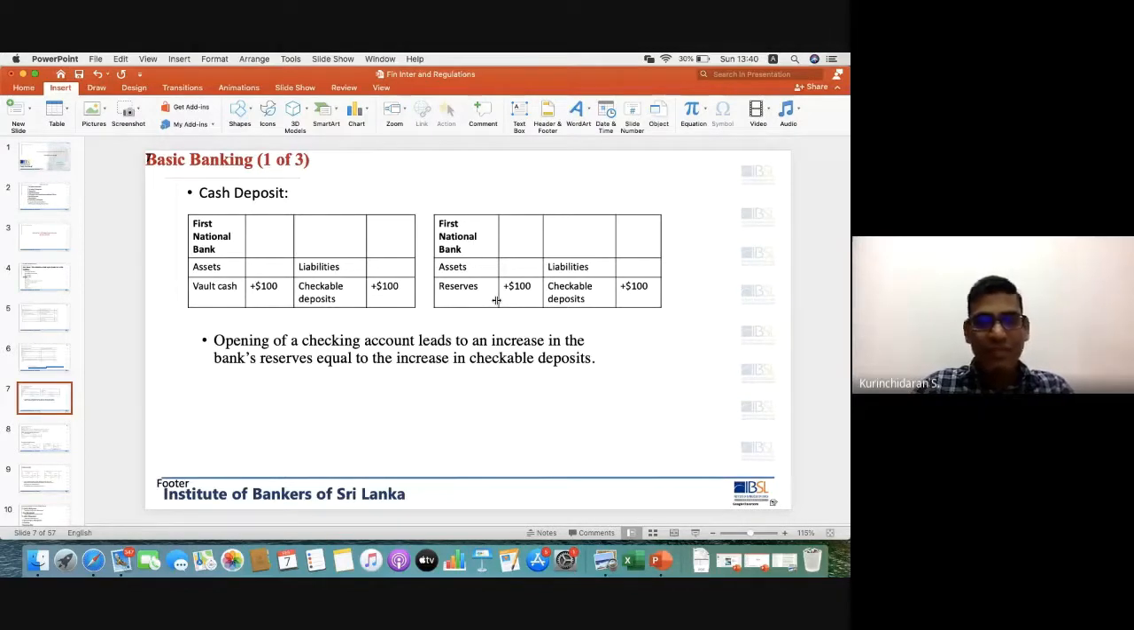So every time you think about a transaction, keep in mind you can use T accounts. They simply represent a balance sheet, and you can think, okay, what will be the changes in the bank balance sheet? I have clearly stated there, opening of a checking account leads to an increase in the bank reserves equal to the increase in the checkable deposits, right? Okay.